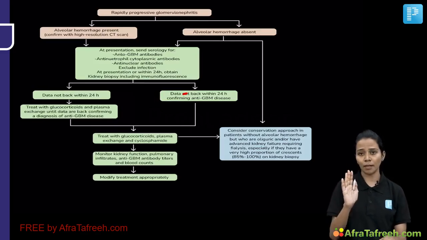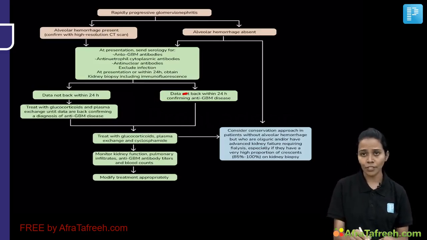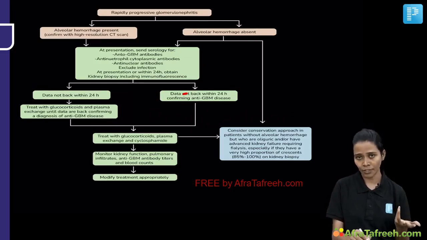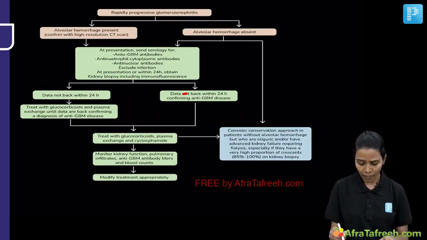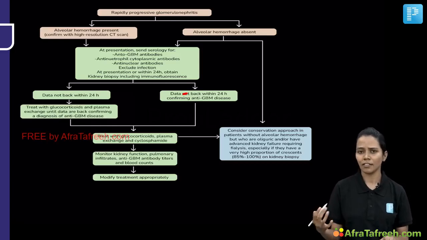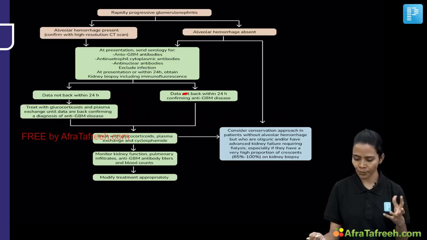If RPGN patient comes, what you're going to do is first you check if alveolar hemorrhage is there or not there. If alveolar hemorrhage is not there and you're suspecting anti-GBM, generally we don't immunosuppress. In other conditions, we can immunosuppress. Okay.